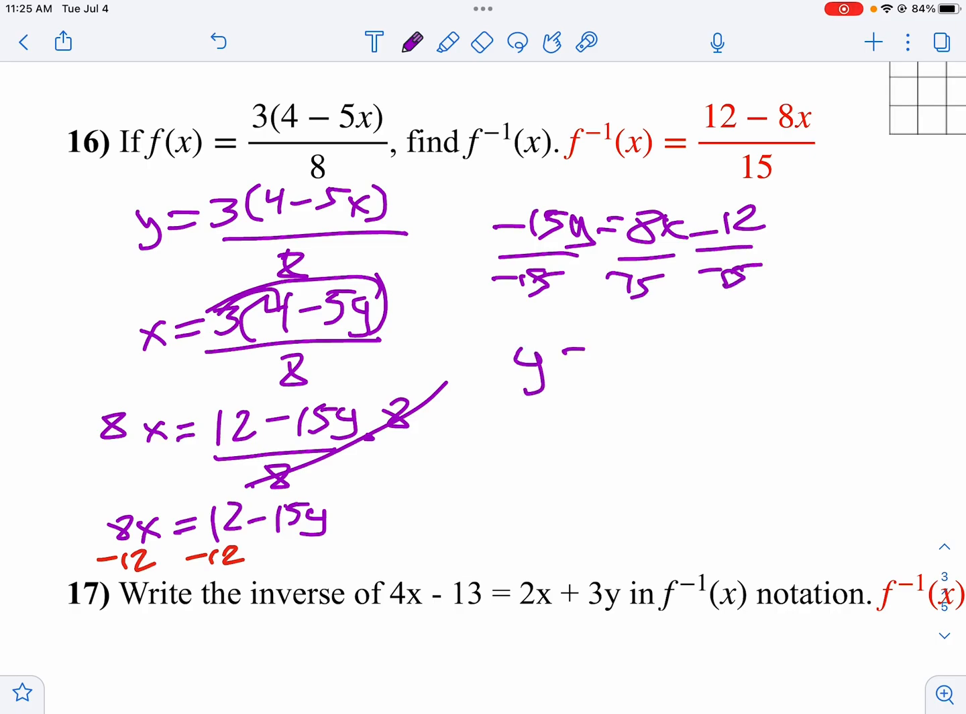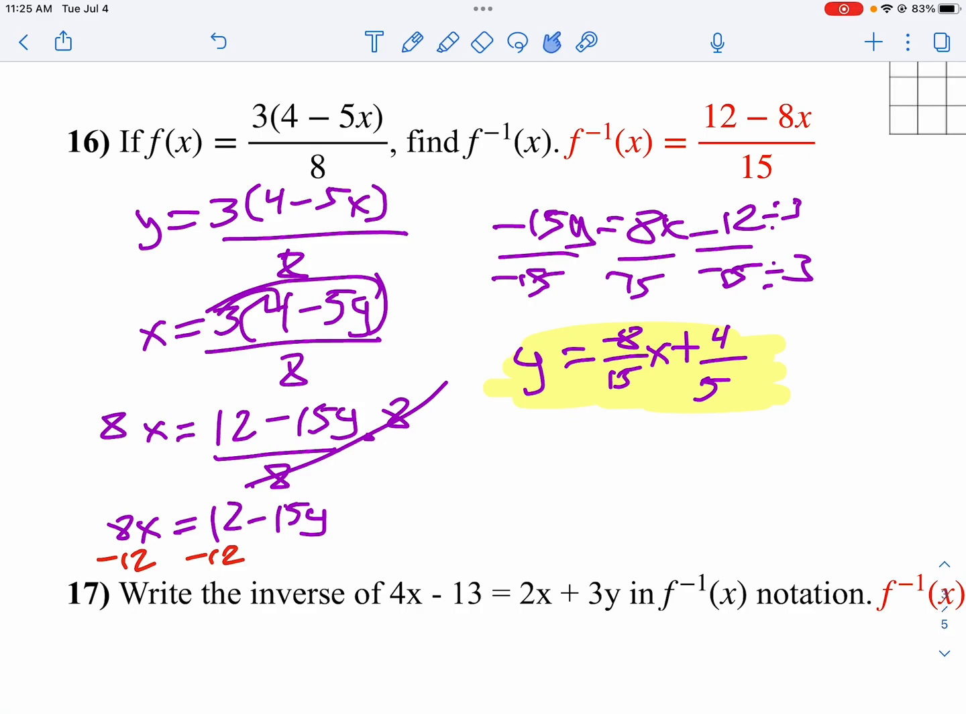And so y equals, 8 and 15 don't reduce, so I'll say negative 8/15 x. A negative divided by a negative is a positive. Notice 3 goes into both 12 and 15, so I'll go 4 over 5. Notice that's a different solution than what I put in the answer, but just as correct. You could have 12 minus 8x over 15 if you wanted also.